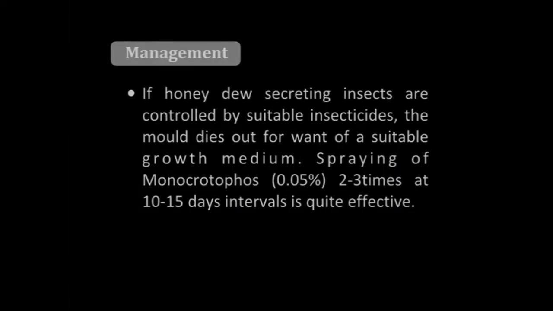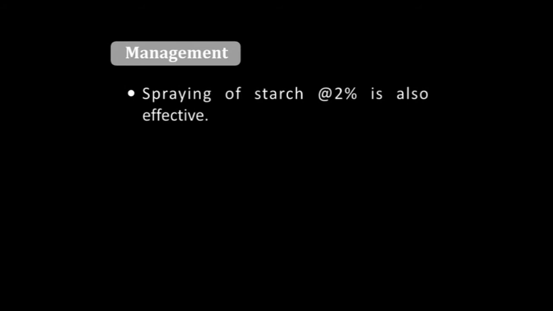Now coming to the management of the disease. If honeydew-secreting insects are controlled by suitable insecticides, the mold dies out for want of a suitable growth medium. Spraying of monocrotophos at the rate of 0.05% two to three times at 10 to 15 days interval is quite effective. Spraying of starch at the rate of 2% is also effective.